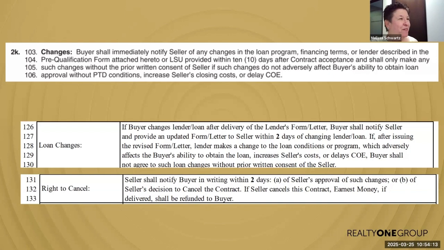That's very good. Shall immediately notify seller. And then it said you can't make those changes without the prior written consent of the seller if it changes the thing. You really do have to notify of the changes immediately.